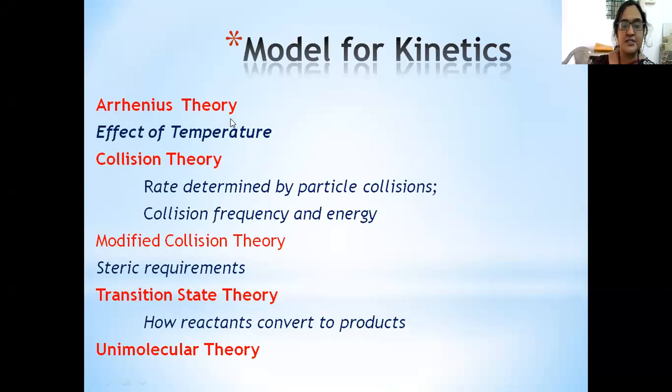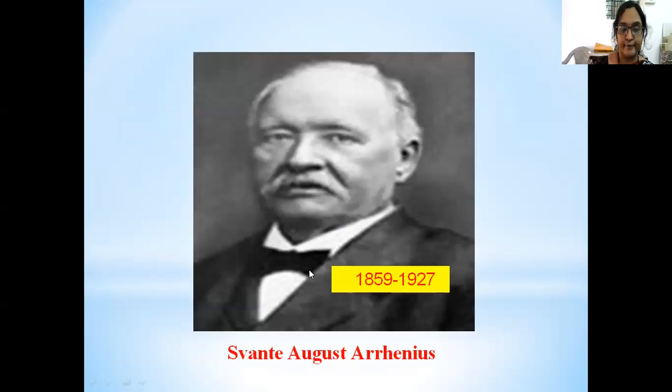The first, Arrhenius theory, studied the effect of temperature on the rate of reaction. Second, collision theory, which determines the rate by collision, gives the collision frequency and energy. Then there is a need for modified collision theory, where the steric factor is introduced, and the transition state theory tells how the reactant is converted into the product. And lastly, the unimolecular theory given by Lindemann, who tells us how a unimolecular reactant, that is one reactant, is converted into the product.